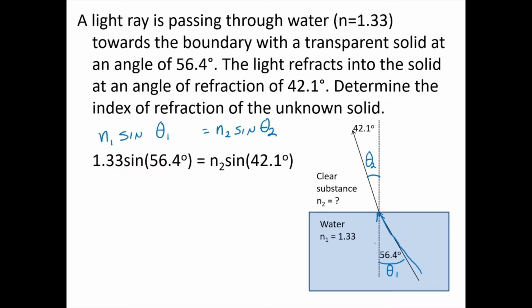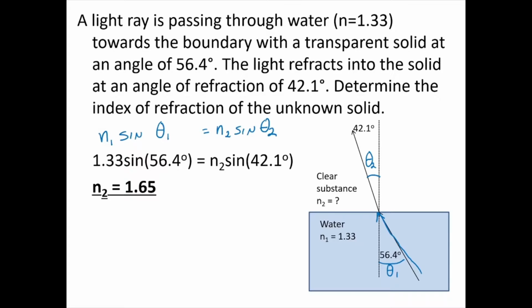We're starting in the water, so that N1 is 1.33. We're starting at 56.4 degrees. Then N2, we don't know, but we do know the final angle because that's easy enough to measure. In fact, that's what we'll do in the lab. We'll use a protractor, and many other people will too.